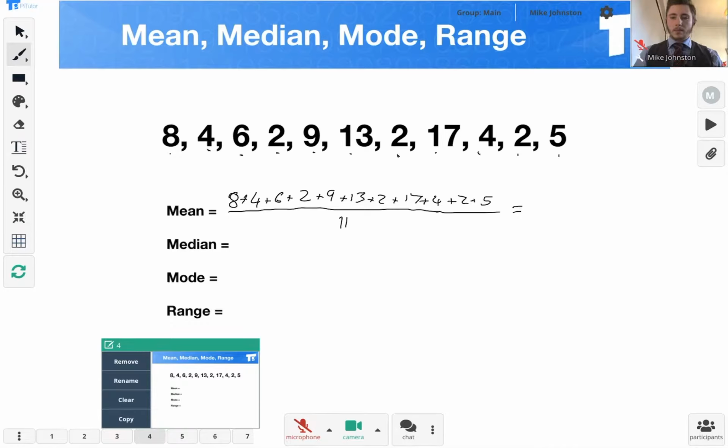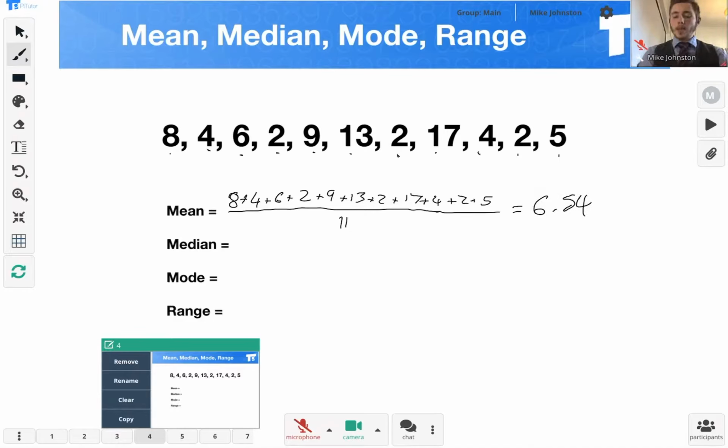So 8 plus 4 plus 6 plus 2 plus 9 plus 13 plus 2 plus 17 plus 4 plus 2 plus 5, then over 11, and that gives us 6.54.